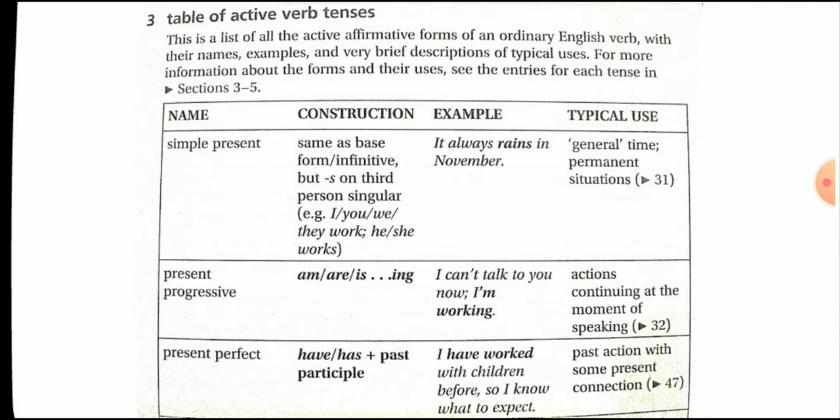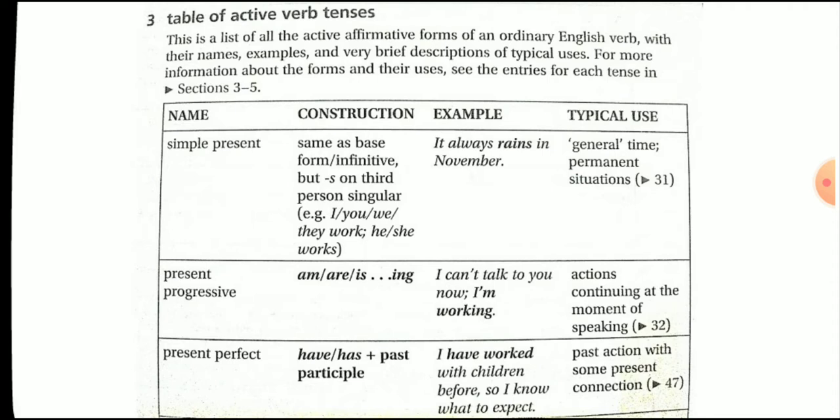So let's discuss the example. "It always rains in November." Typical use: what is the typical use of this tense? When we are talking about general time, permanent situations. Now comes the present progressive. We use is, am, are plus ing. "I can't talk to you now. I am working." The typical use of this tense is actions continuing at the moment of speaking.